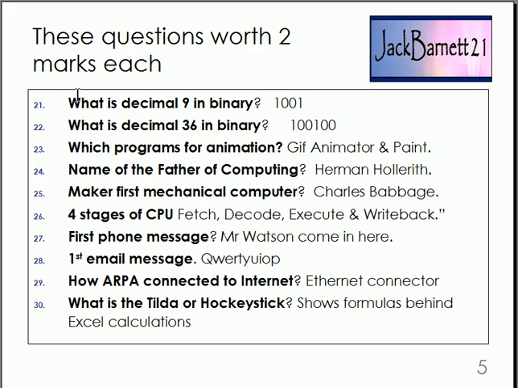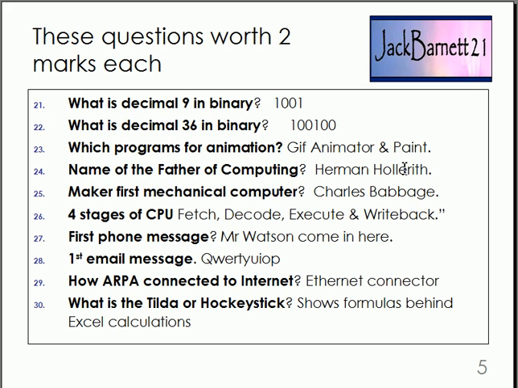Alright, the next 20 questions were worth 2 marks each. The first one was what was decimal 9 in binary, what was decimal 36 in binary, which programs were used for animation. Well, GIF Animator and Paint were the ones we used. The father of computing is Herman Hollerith, who used the punch card machine on the first American census, or one of the American censuses.